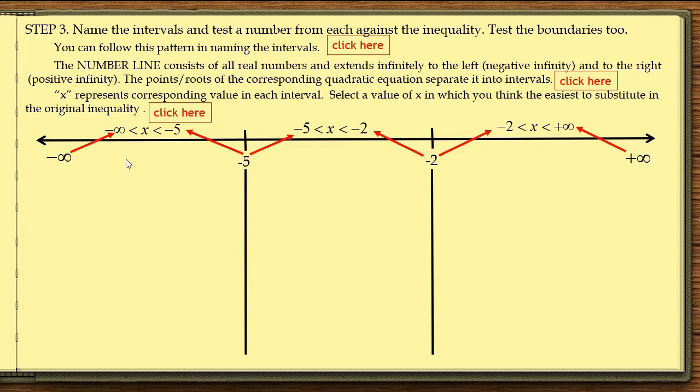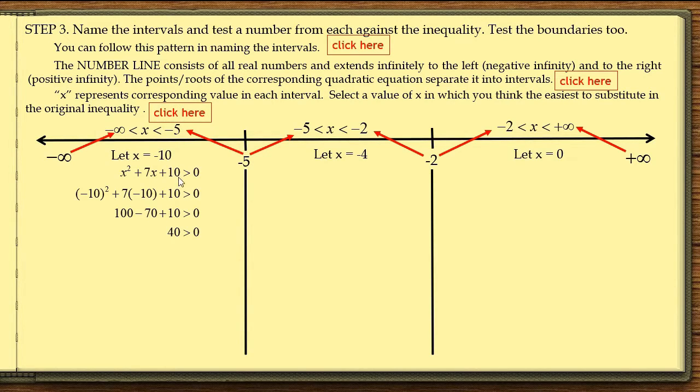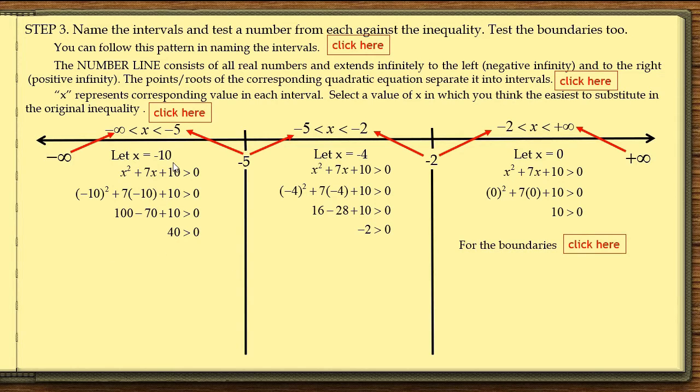Now, we will select a value of x which we think is the easiest to substitute in the original inequality. In this problem, I will be choosing negative 10. Because negative 10 is less than negative 5, or between negative 5 and negative infinity, it is possible for us to choose this number. You can use negative 11, negative 12, negative 30, or any number as long as it is between negative 5 and negative infinity. But for me, negative 10 will be easier to solve with.